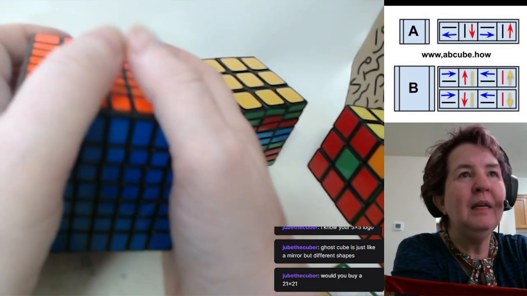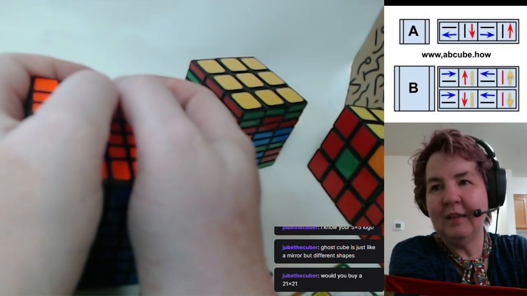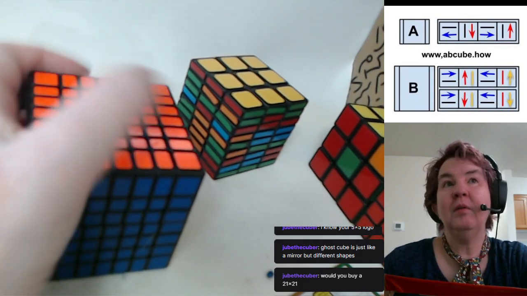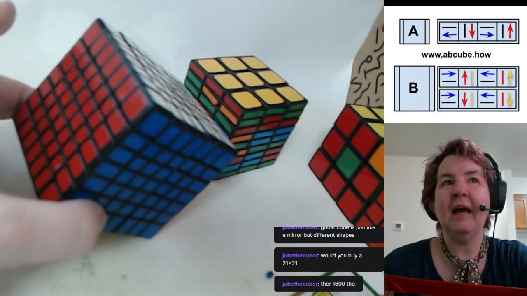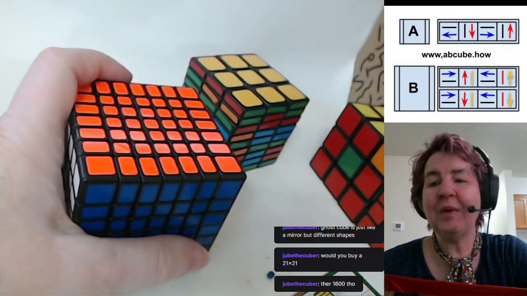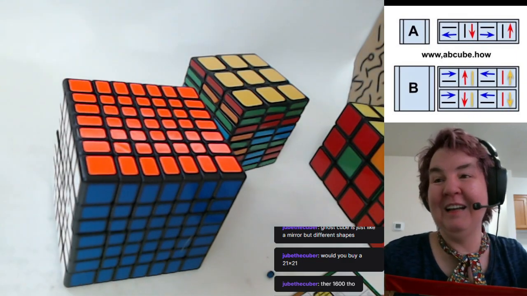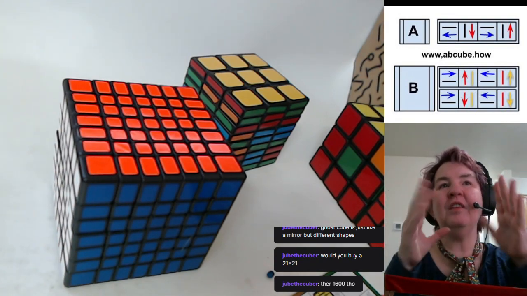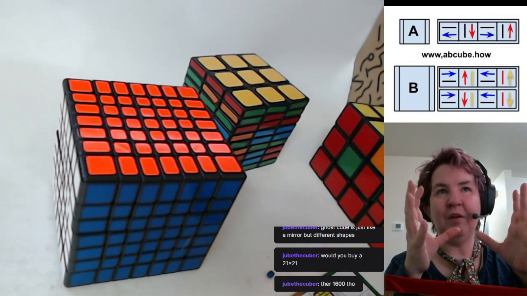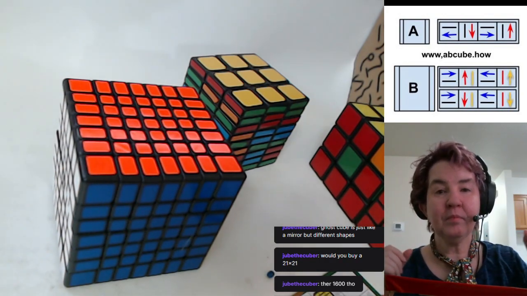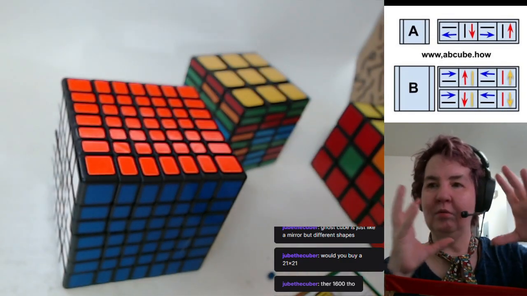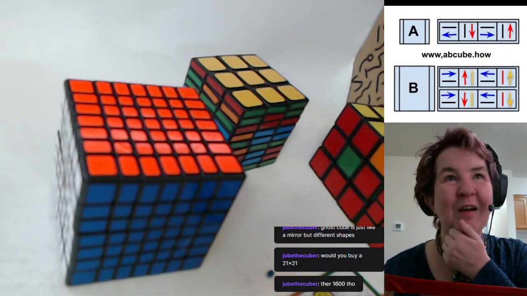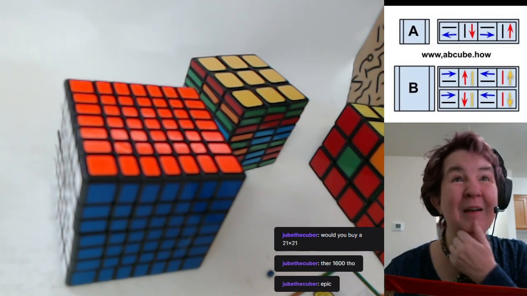Would I buy a 21 by 21? Yes, and it would probably only be solved once. You know what I would do with the 21 by 21 though, after I solved it? I would use it as a pixel. Once I sell the book, I'll be fine. I don't care how much it costs once I sell the book. I would use it to do a graphic, for a picture, probably the ABCube logo, just so it could be like an advertisement thing. So it would not become my main.